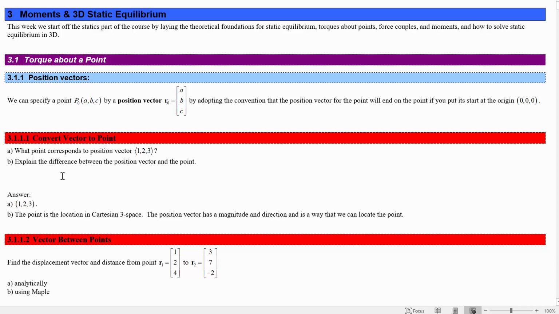What is the difference between the position vector and the point? The point is the location, whereas the position vector has a magnitude and direction like any vector, and is a way to get to the point by starting at the origin. It tells you the displacement you would take to get to that point.